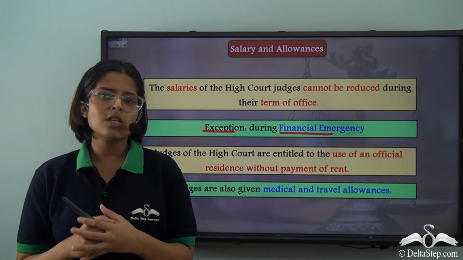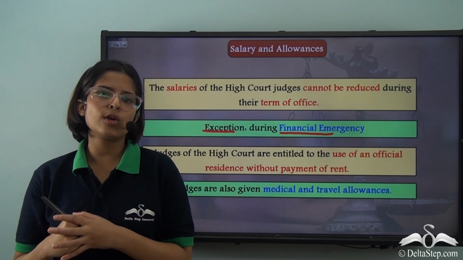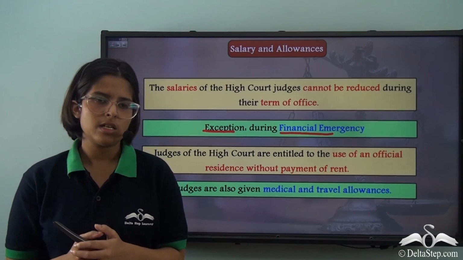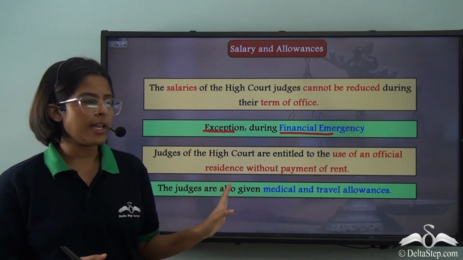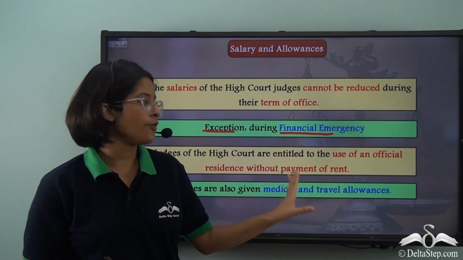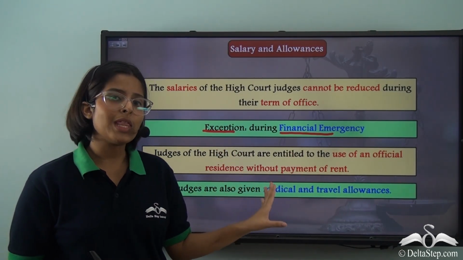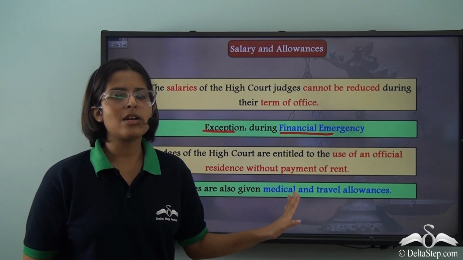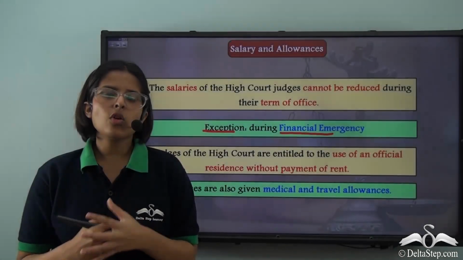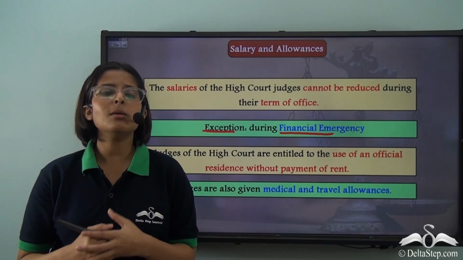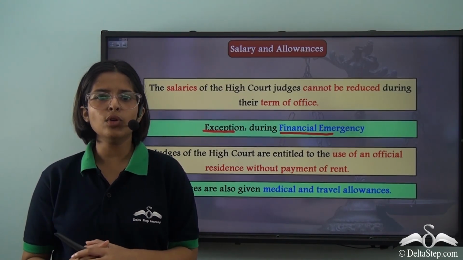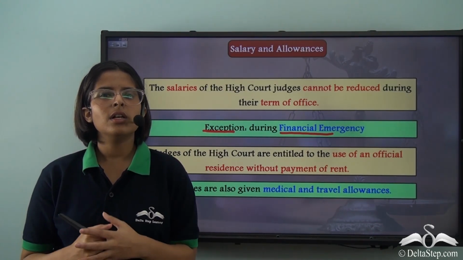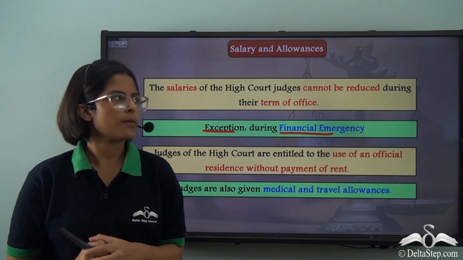Apart from the salaries, the judges are also given certain other benefits. For example, the judges of the High Court are entitled to the use of an official residence without the payment of rent. They are also given medical and travel allowances. There is also a provision for the pension of the judges of the High Court to ensure that they have a comfortable retired life.